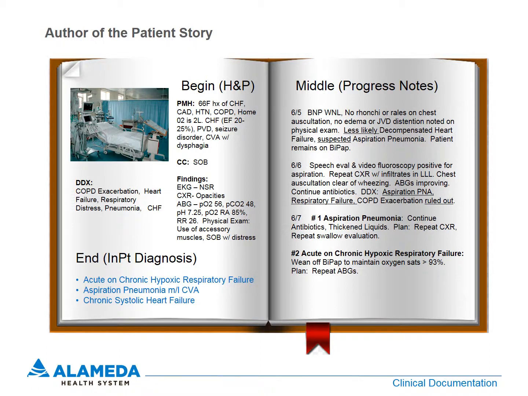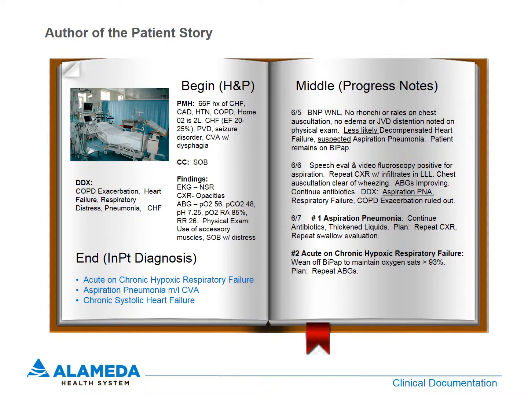Now what is your differential diagnosis? Now you're beginning to solidify and make a commitment to your differential diagnosis. Aspiration pneumonia. It's not likely, it's not suspected, it is aspiration pneumonia. Respiratory failure, and COPD has been ruled out. That's your new differential diagnosis, so it's evolving.